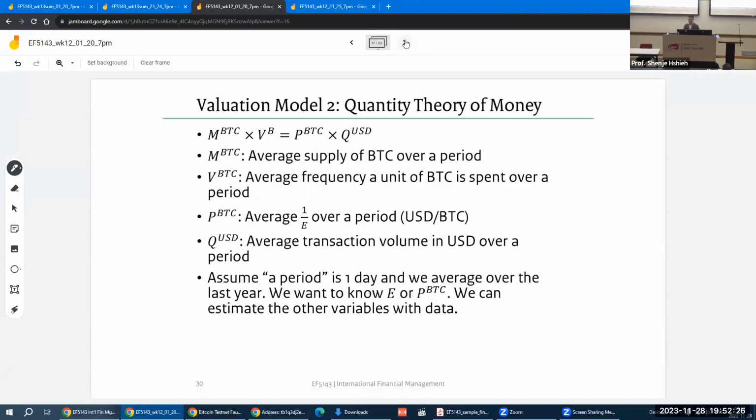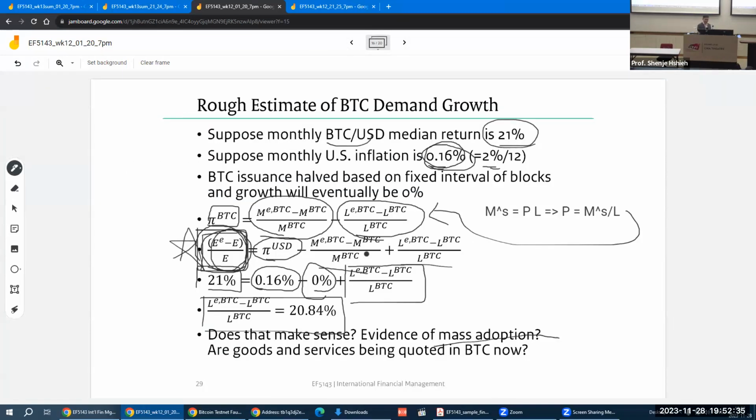Okay, so that's one way to think about Bitcoin. If Bitcoin has value and is taken seriously, then you're assuming, based on this model, relative PPP, that money demand for Bitcoin is growing at 20% per month. I don't believe that, and nor should you. Okay.